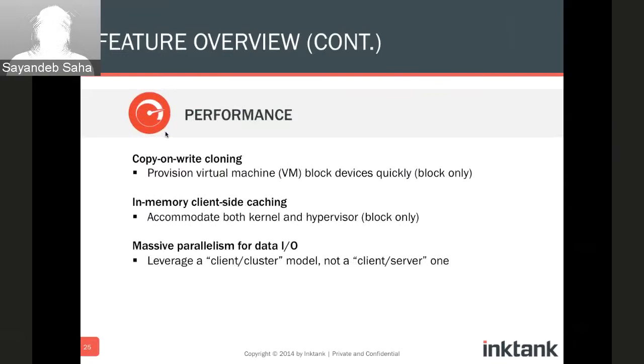Performance: copy-on-write cloning, provisioning virtual machine block devices. Ceph has in-memory client-side caching and massive parallelism. In terms of workload profiles, if you look at Ceph, it does well with large files. Small files is okay, just like Gluster. It does well with random I/O. It does okay with sequential I/O. Gluster does very well with sequential I/O. It does okay with random I/O. Small files also, Gluster and Ceph do okay. And large files, Gluster also does really well.